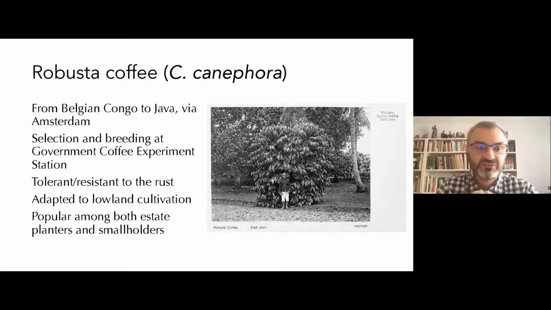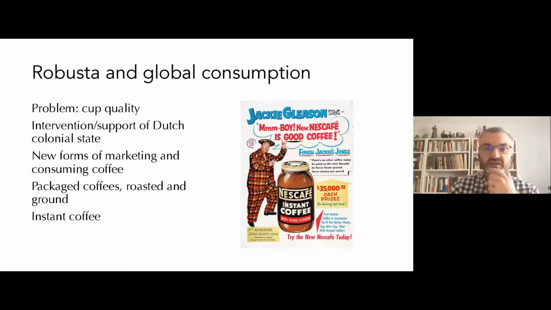Scientists at the government coffee experiment station there did work on selection and breeding and developed a variety that was tolerant, resistant to the rust, and well adapted to lowland cultivation. And so it really took off among both estate planters and smallholders. The only problem, as you all know, was cup quality.